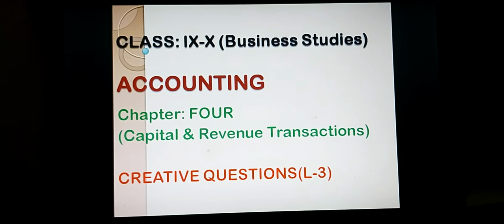Okay, dear students, now we can go to the next one, that is creative question number 3. Let me read it. Mr. Nazim operates a restaurant at Tura in Dhaka, named Castle 3-star. Few transactions of his business are mentioned below. Serial 1, utensils purchased for taka 80,000. Decoration cost of restaurant taka 20,000. Publicity expenses of restaurant taka 3,000.